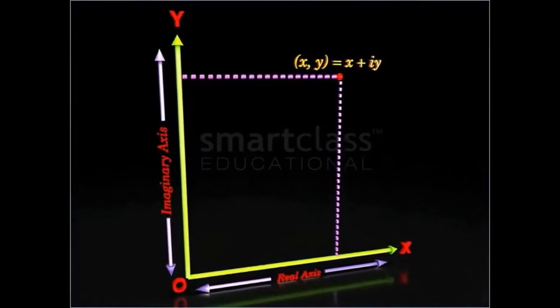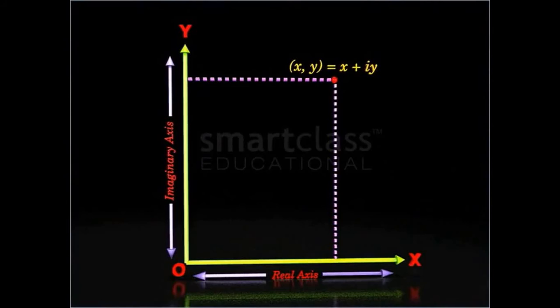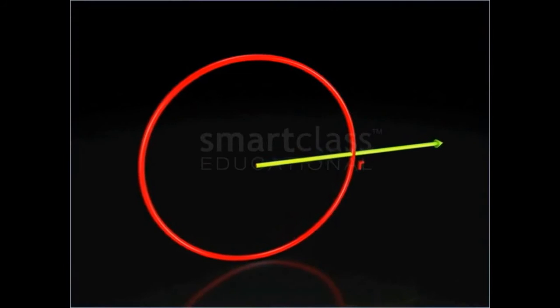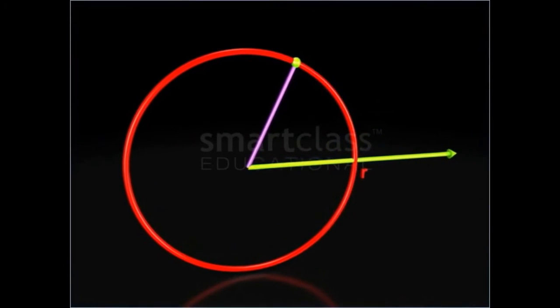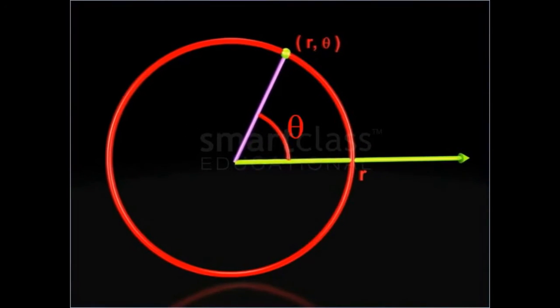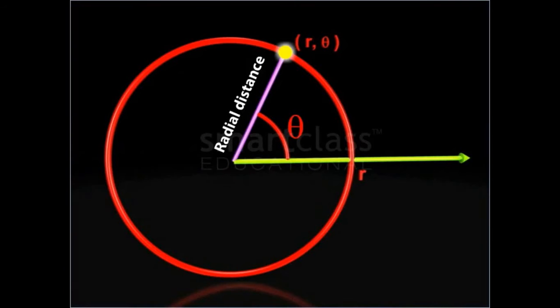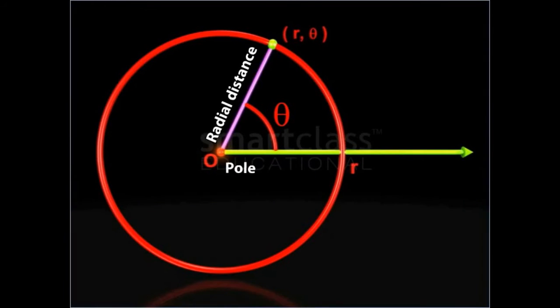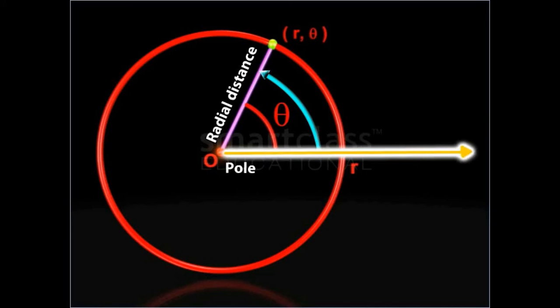Now, before discussing polar representation of complex numbers, first let us understand the polar coordinate system. It is a two-dimensional coordinate system in which each point on a plane is determined by the radial distance r and an angle theta. The radial distance denotes the point's distance from a fixed point called pole, which is known as origin in the Cartesian plane. The angular coordinate denotes the angle swept in the anti-clockwise direction from the initial line known as the positive x-axis in the Cartesian plane.